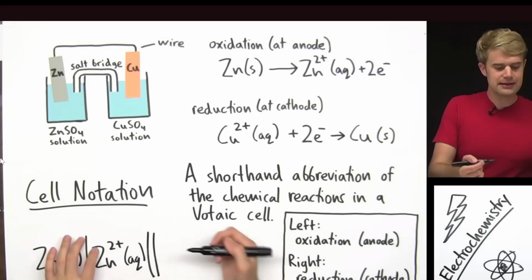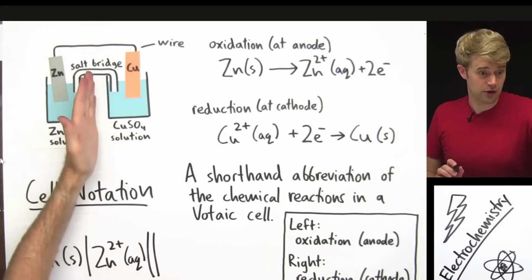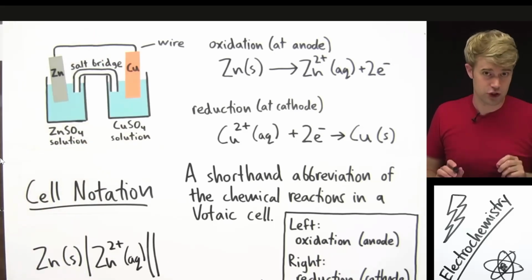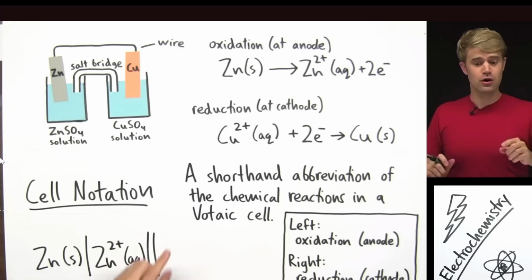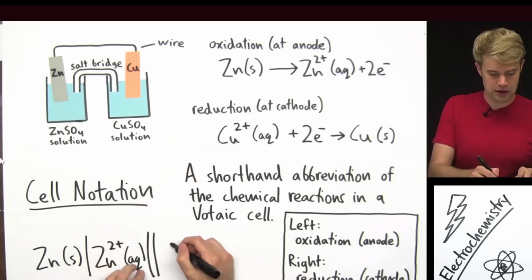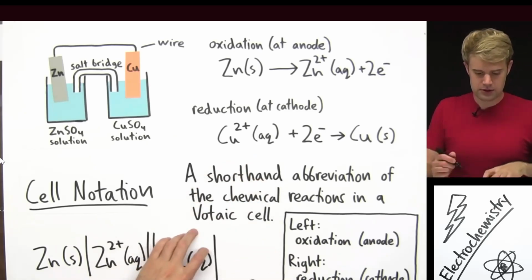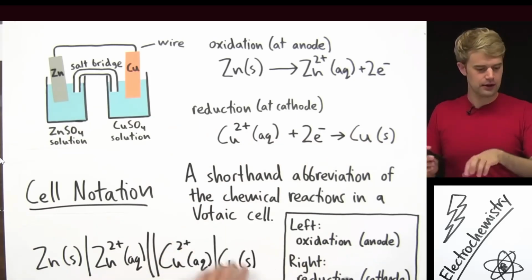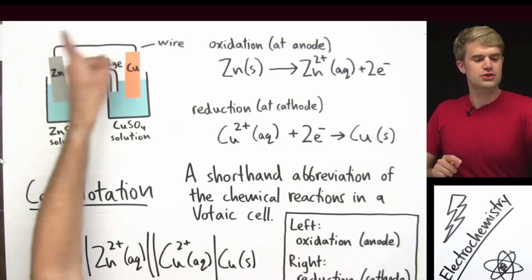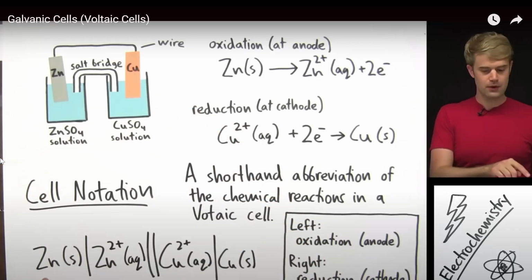I put two lines like this, and these two lines represent the physical boundary between these two half cells, or you can think of them representing the salt bridge. Okay, now on the right, I put information about the reduction process. So the reduction process begins with Cu2+ aqueous, and then I will put another one of these lines, and the reduction process ends with Cu solid. So there's Cu solid. So this is how we can sum up what's going on in this voltaic cell using cell notation.